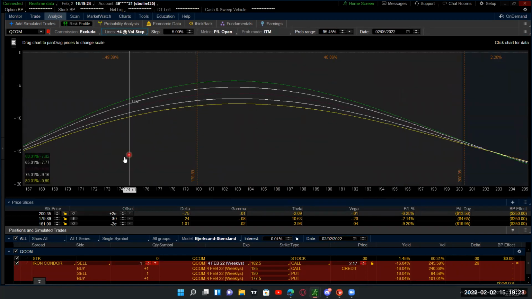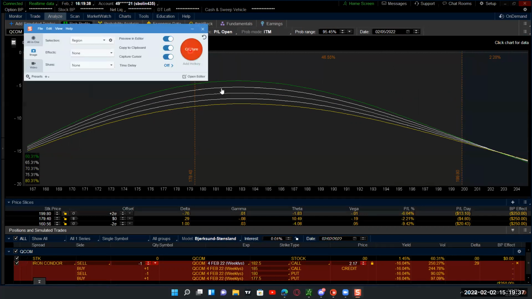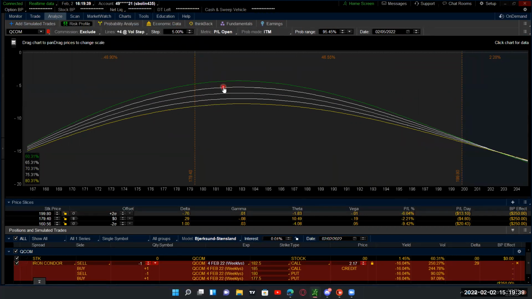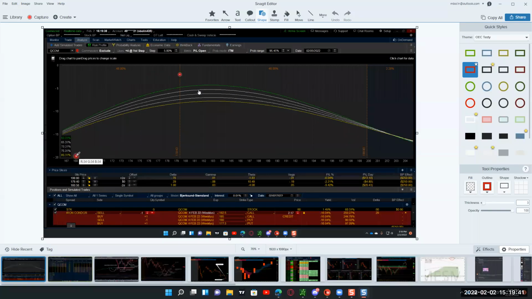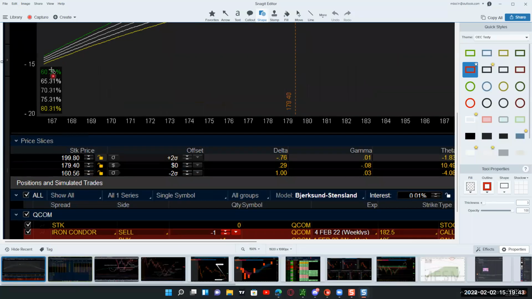Each one of these lines represents a different value in volatility. So just looking at that, I'm not even going to move my mouse yet. Let's just do it easier. I do it this way. And we'll zoom in to the corner. If the volatility stays at 60.31, then we're at a particular price.